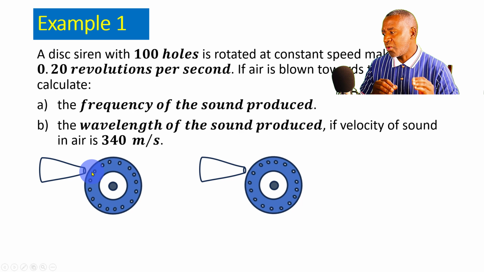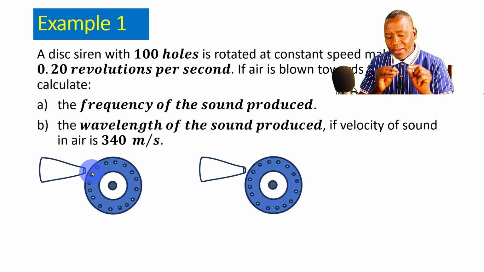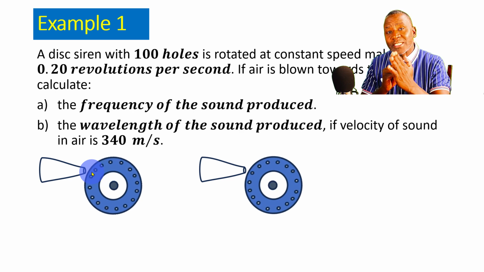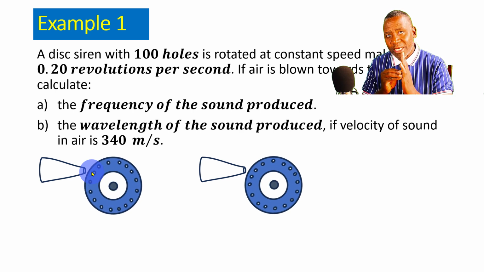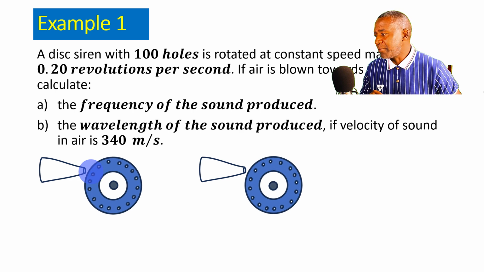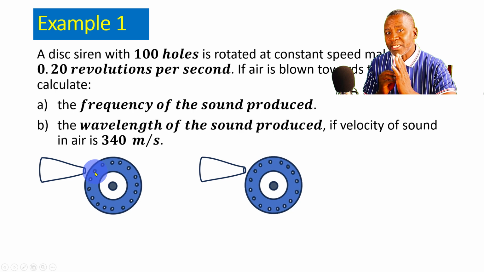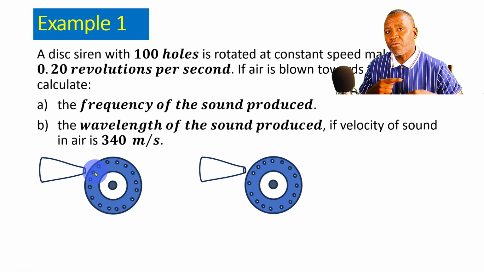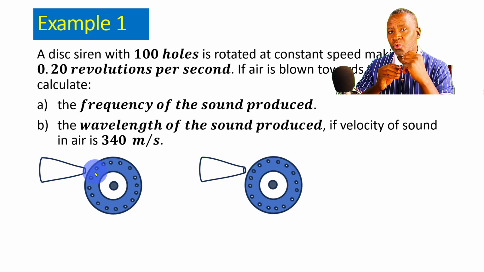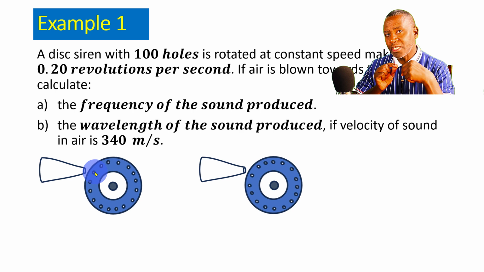So when the hole is in alignment with the jet, the air passes through. But when there is no hole, then that air is interrupted. So it produces a certain sound. And then it remains with no sound until the next hole comes in alignment, and the process is repeated over and over again. So you'll find that the rate at which the air is interrupted is going to form the frequency of that particular sound.